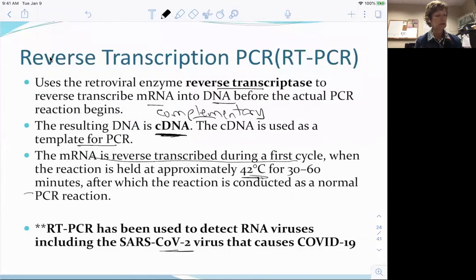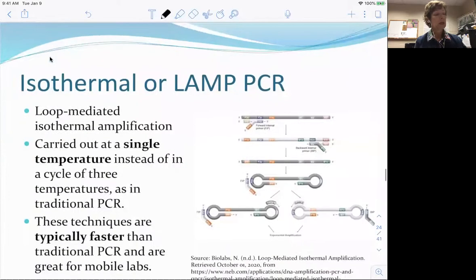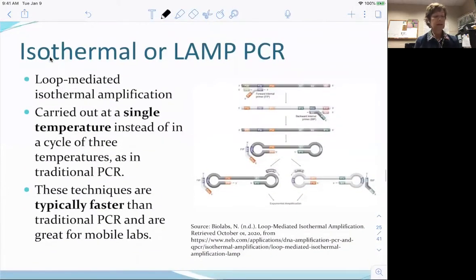So as I said, this is used for a lot of RNA viruses. So the SARS-CoV-2 virus that causes the COVID-19 disease is one of those examples. So the last method is a really exciting method, and I have a couple animations to show you, a couple videos in the links. So isothermal or LAMP PCR refers to loop-mediated isothermal amplification. It's carried out at a single temperature rather than having to go through that high, medium, low.